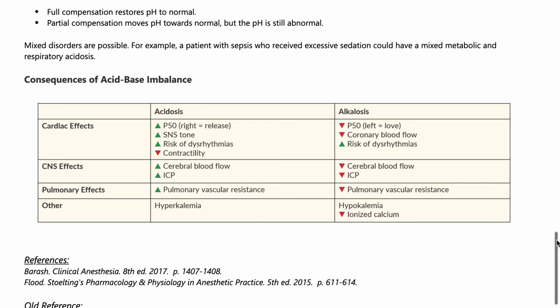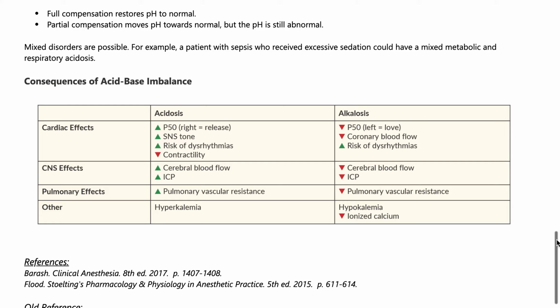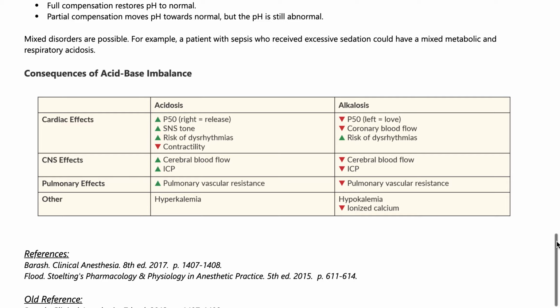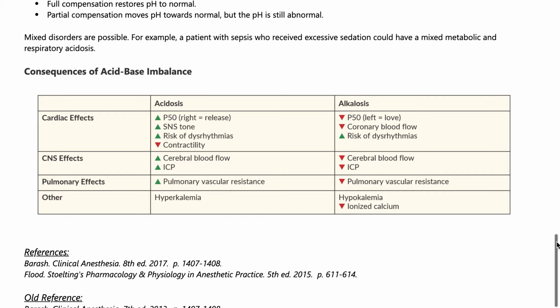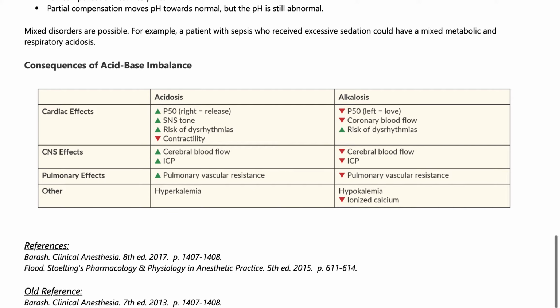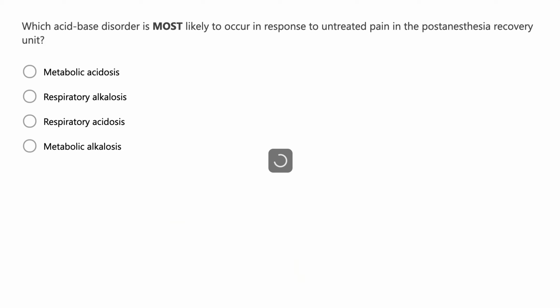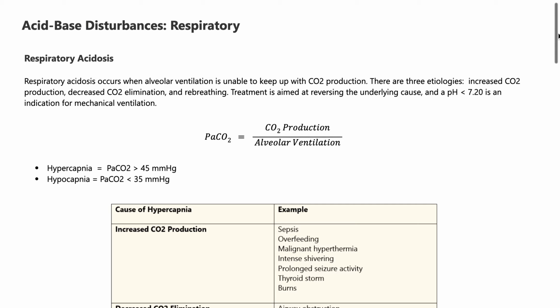Regarding CNS effects of acidosis, there's an increase in cerebral blood flow and an increase in ICP. And vice versa with alkalosis, there's a decrease in CBF and a decrease in ICP. Pulmonary effects of acidosis include an increase in pulmonary vascular resistance, and likewise alkalosis decreases pulmonary vascular resistance. Other effects are hyperkalemia is associated with acidosis, whereas hypokalemia is associated with alkalosis, which manifests as a decrease in ionized calcium. Next, we're going to talk about acid-base disturbances, specifically with the respiratory system.